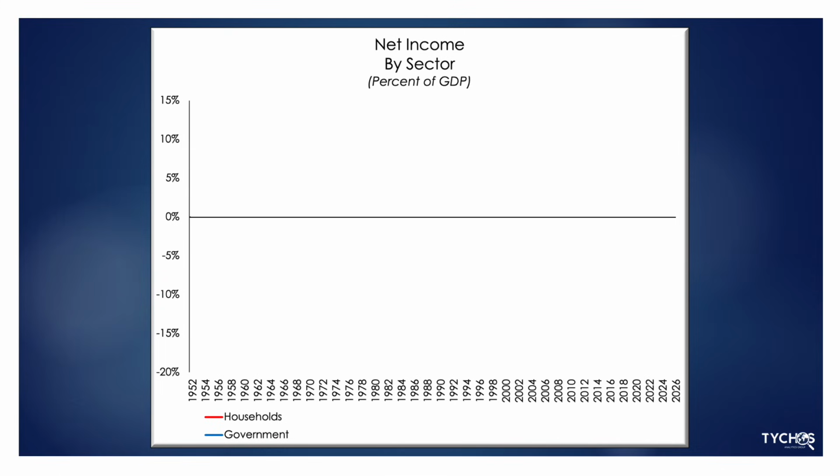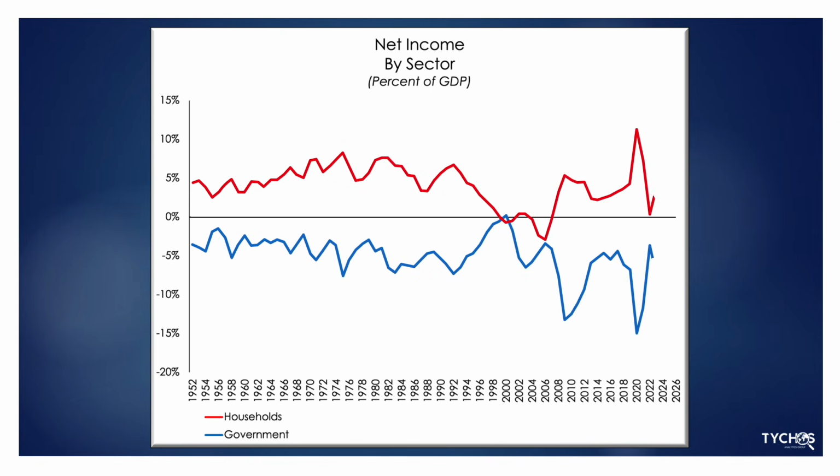What is striking and obvious when you look at these two, the government and households, is that they largely mirror each other. The greater the deficit or net expense of the government, the greater the net income of households. This is a hugely important fact. When the government spends money, it does not disappear. It largely goes straight into the checking accounts of households.